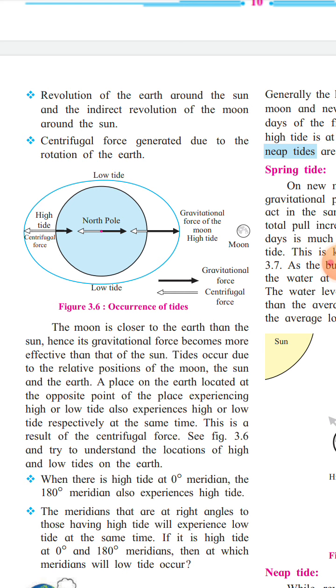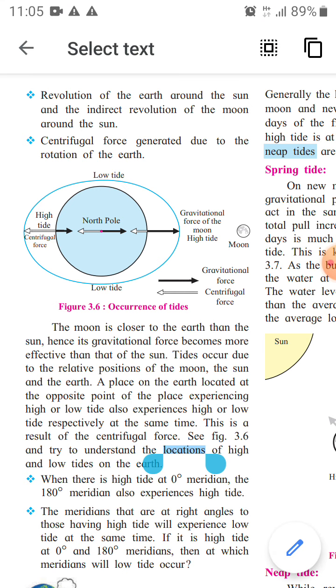And the moon is closer to the earth than the sun. We know that the moon is closer to the earth than the sun, and hence its gravitational force becomes more effective than that of the sun. And tides occur due to the relative positions of the moon, the sun and the earth.